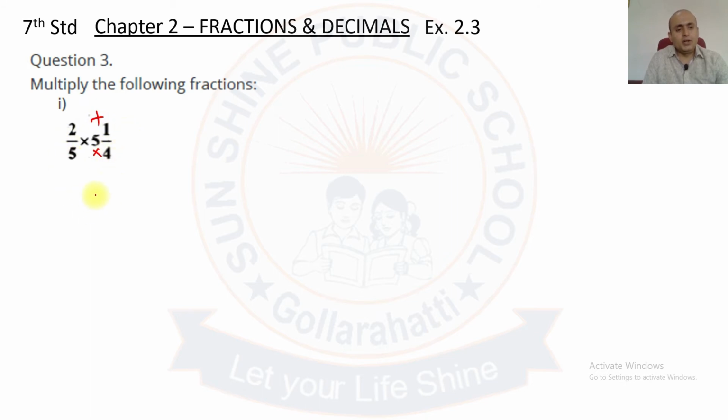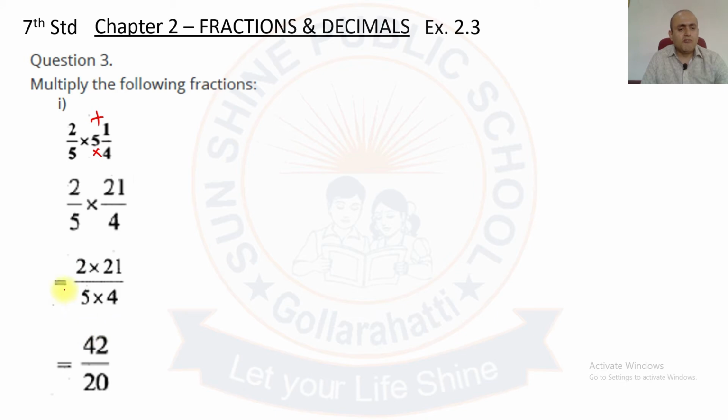So 2 by 5 into 21 by 4. Now multiply this 2 into 21 and 5 into 4, that is 21 2s is 42, 5 4s is 20. And this number can be simplified by 2, because both 42 and 20 are divisible by 2. Therefore, the number we got is 21 by 10. And this is an improper fraction. We should convert it into a mixed fraction.